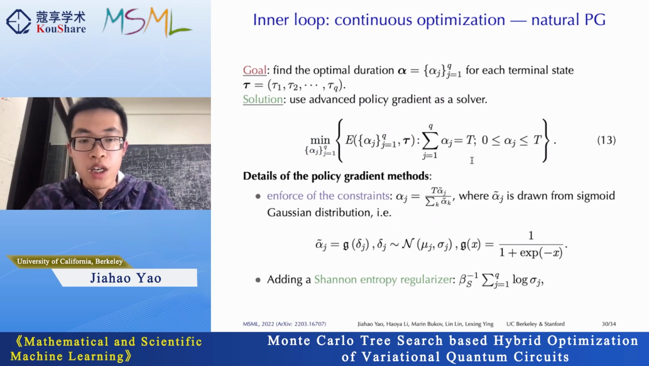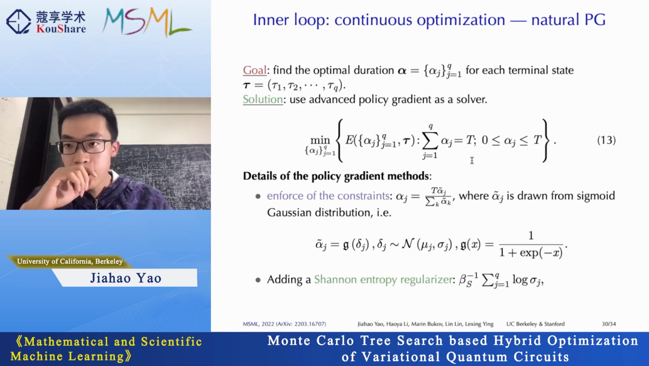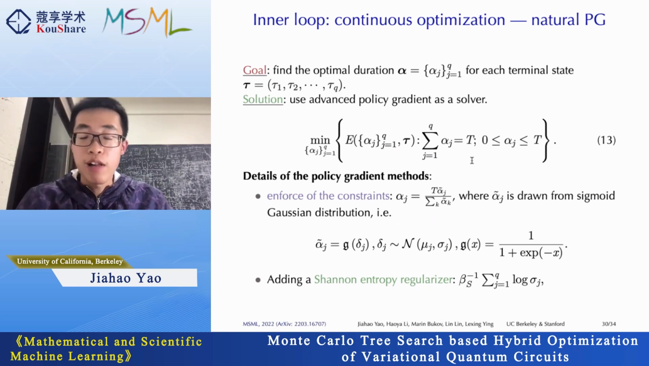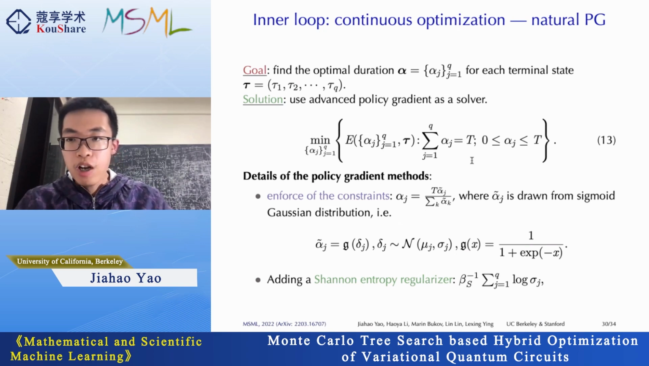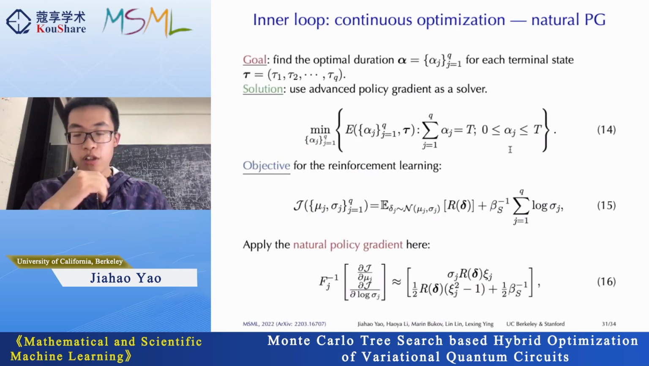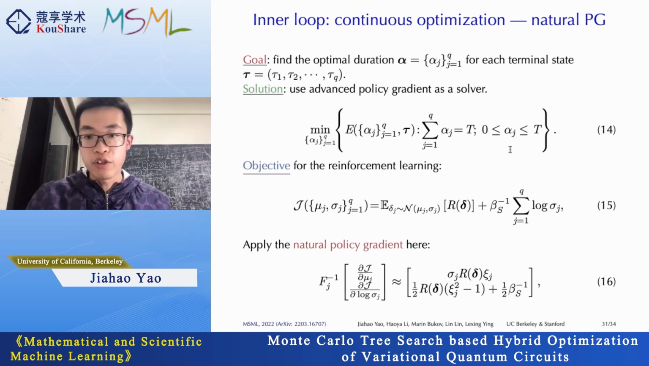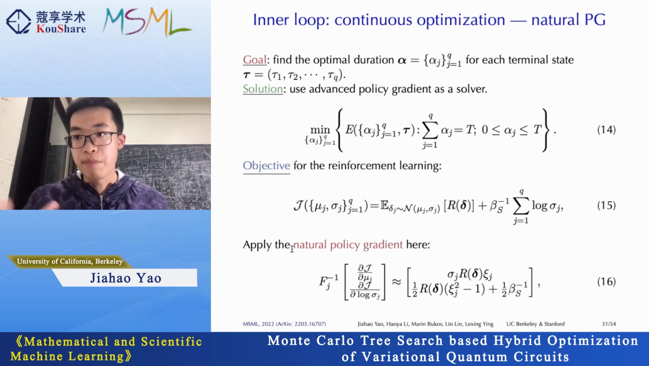constrained optimization. And for the details of this policy gradient, first we enforce the constraint by performing a sigmoid on top of the Gaussian policy and normalizing them. And we also add an entropy bonus as a regularizer to our reward. So the total objective for the reinforcement learning is shown here. And we also compute the Fisher information and perform the natural policy gradient to update the parameters for the continuous optimization.